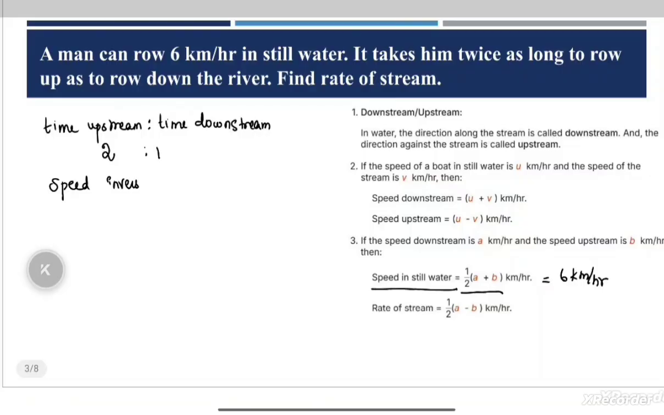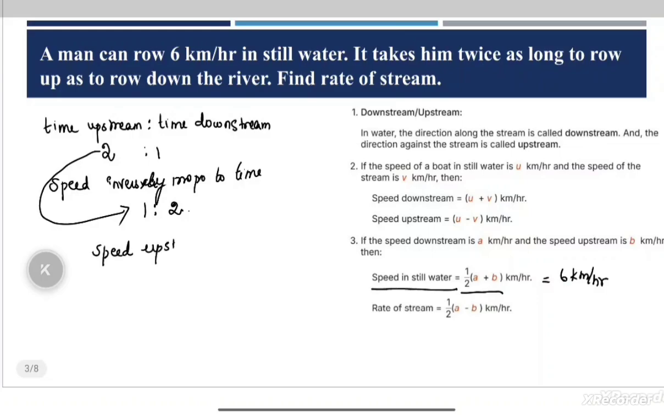When you compare speed and time, speed is inversely proportional to time. So what happens to this ratio? It becomes 1 is to 2. Okay, so this is like a ratio, right? So when we have the ratio, how do we write? Here the speed upstream ratio is 1 is to 2, so it will be 1x. Okay, I told you that you'll be adding x. Likewise, your speed downstream would be equal to 2x.